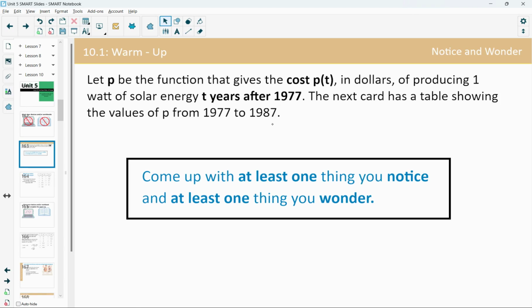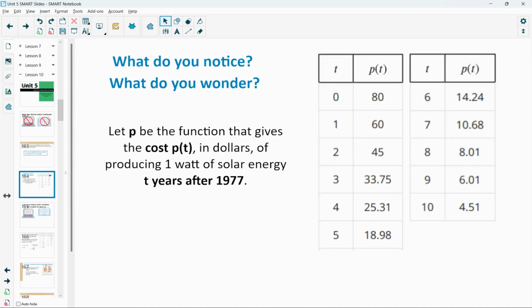So on the next card, you're going to get a table showing you the values of P from 1977 to 1987. And you want to just come up with at least one thing that you notice and one thing that you wonder. So pause the screen and write down one thing you notice and one thing you wonder in your workbook, and then come back to the video. Certainly lots of things you could notice and wonder here.